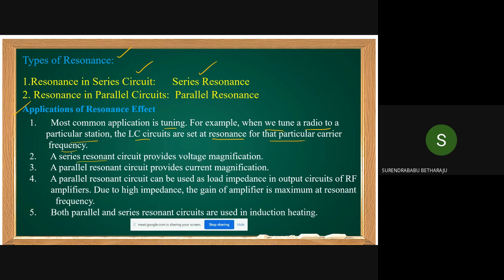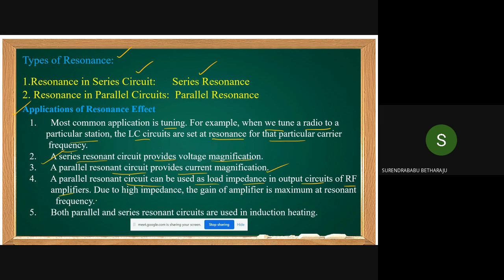A series resonance circuit provides voltage magnification. Later, we will give the proof also. A parallel resonance circuit provides current magnification. Important points: a series resonance circuit is the voltage magnification circuit, and it is also called an acceptor circuit. Why is it called an acceptor circuit? Later, I'll explain. A parallel resonance circuit can be used as a current magnification circuit, and it is also a rejector circuit.